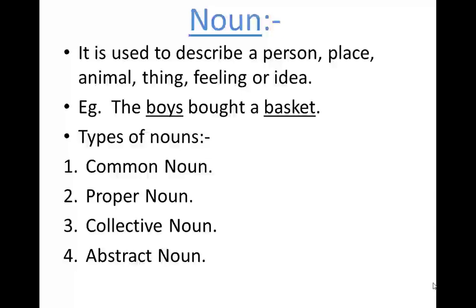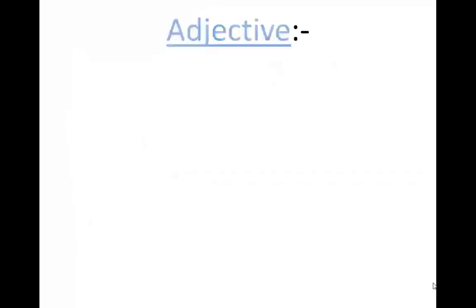Abstract nouns are the words that we use to show our feelings or ideas. These are the words which cannot be touched. They don't have a definite shape, but they are used as nouns. For example, goodness, kindness, darkness, theft, childhood, these are all abstract nouns.